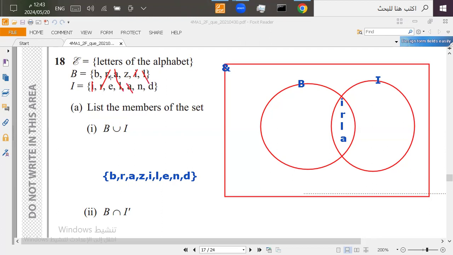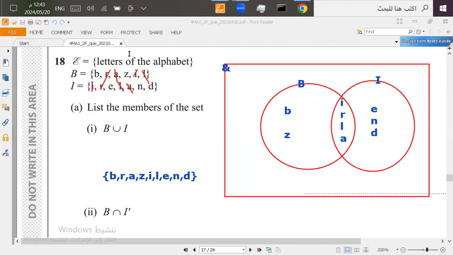Now we take a look at the ones we didn't use. We have the B and the Z in Brazil. So we put the B and the Z. And Ireland, we have E and N and D. So E and D. Now, we already finished set B and set I.